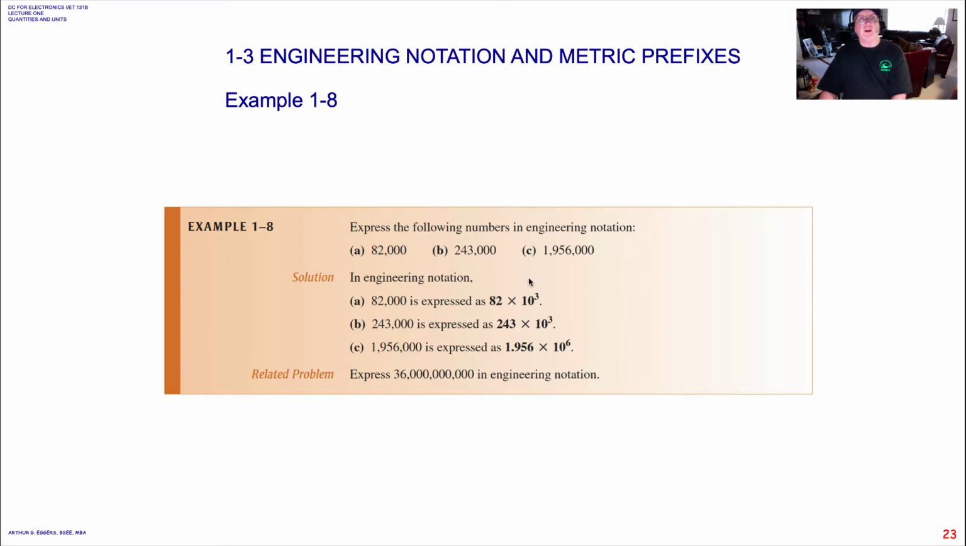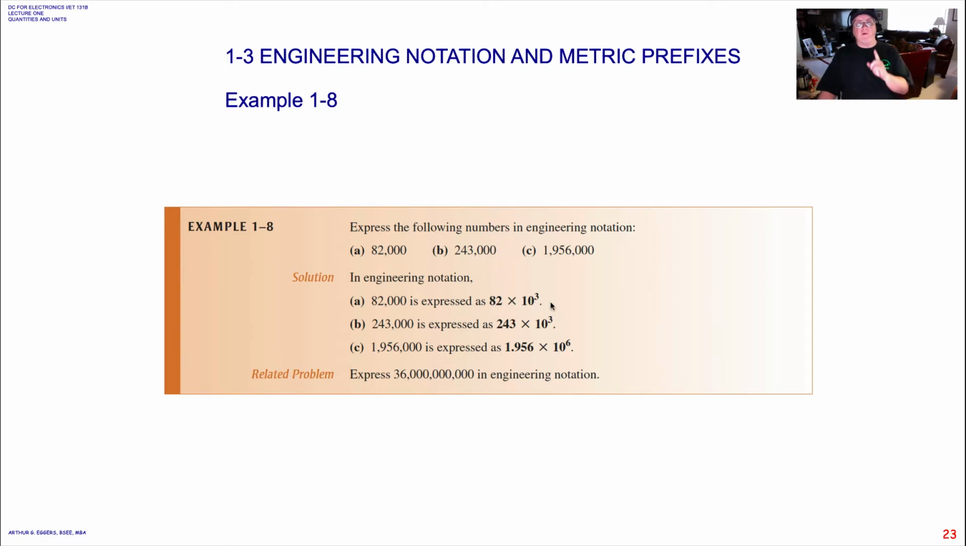So if we take a look at some examples here, we have 82,000, 243,000, and 1,956,000. Okay, so in each case you can see, first off, just by inspection, we have 3 zeros, 3 zeros, 3 zeros. So in every case we have at least 10 cubed, okay, 10 to the third. So let's look at each one individually. So 82,000 can be expressed as 82 times 10 to the third.